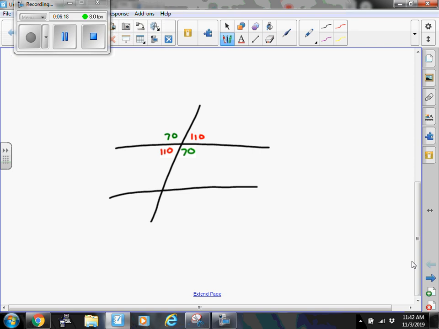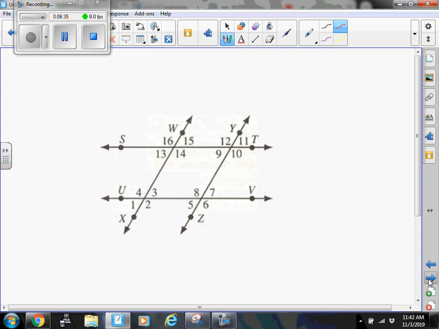Now I'm going to use the corresponding. This one and this one are both in the upper left. They're both corresponding. That's 70. That means that's 70 because of vertical. And adjacent, 110, 110. Again, now I've got the whole pattern. So watch how that works with diagrams.